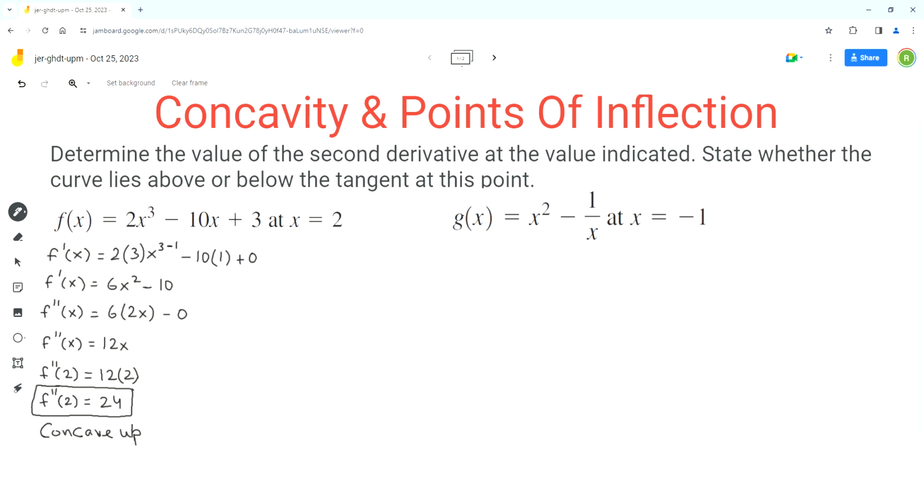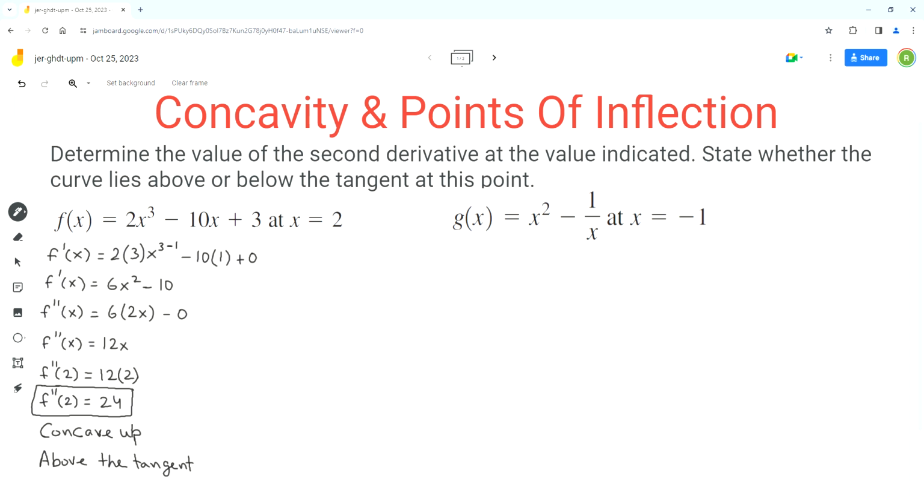So there's a very important concept we need to understand and memorize, that if at a particular x value the curve concaves up, then the curve is above the tangent. So we can write our concluding statement here. The curve is above the tangent. So we are done with the first function. Now we can analyze the second function.